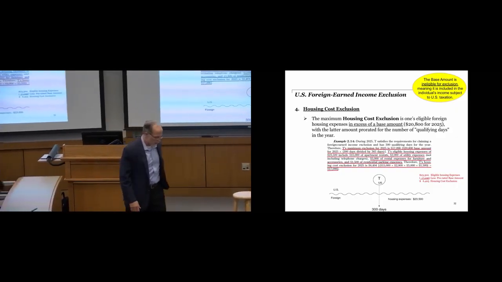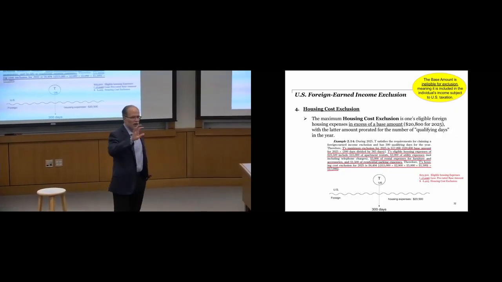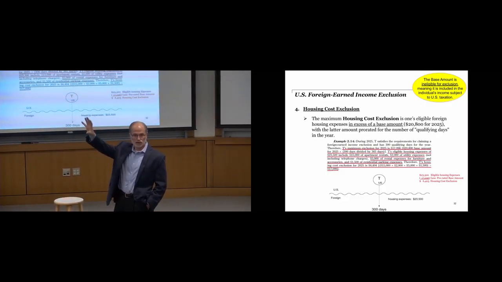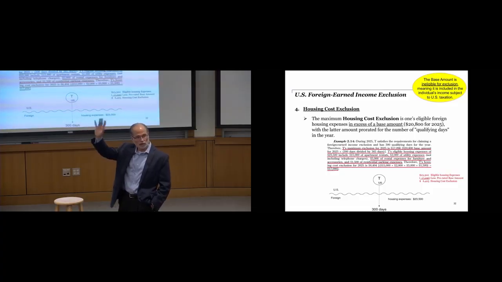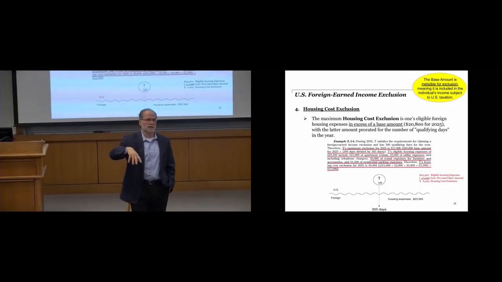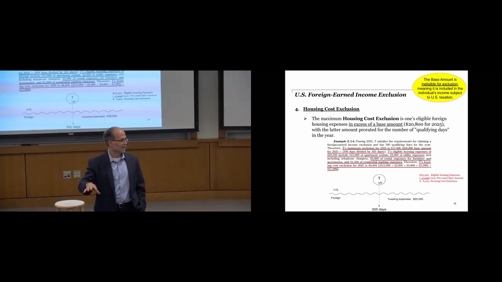So the way this is structured is we have to compute the eligible housing expenses, right? So this is how much did you incur for these particular things and are they eligible? Then we reduce that for the base amount. The base amount is not excluded. Okay, so the double negative means it is included.